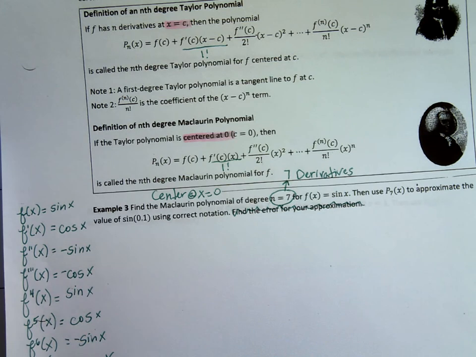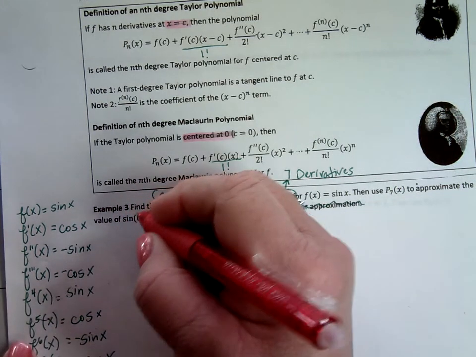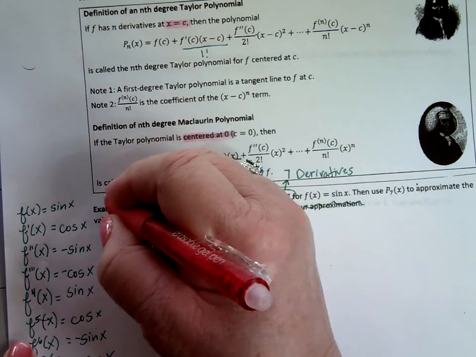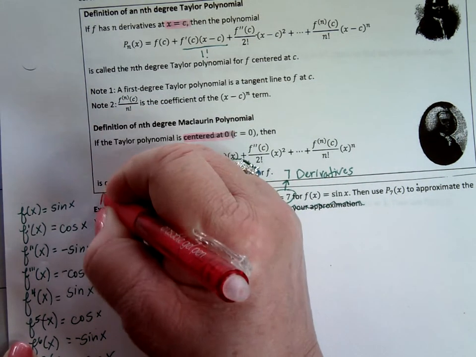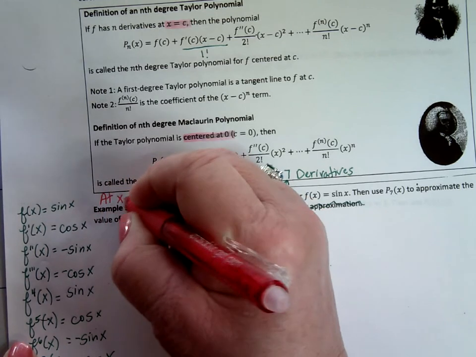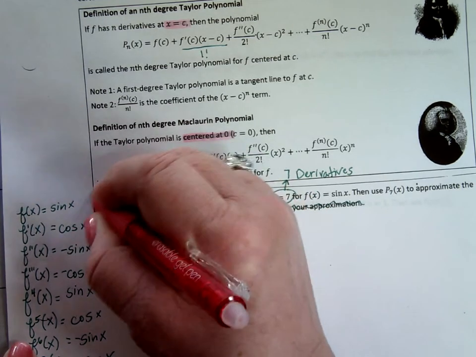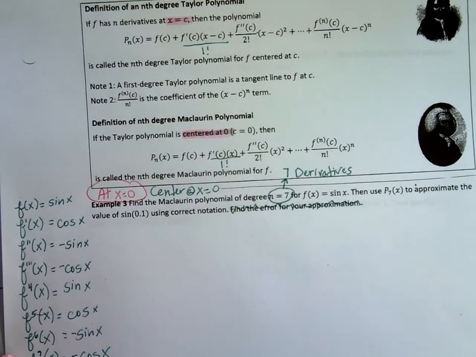All right, so what are you going to do with all these crazy derivatives? We're going to put them into the polynomial. Before we do, here's what we need to do. We need to now evaluate each of these derivatives at x equals 0.